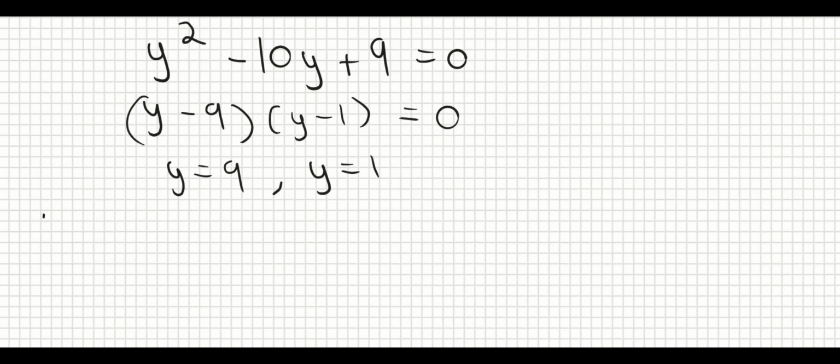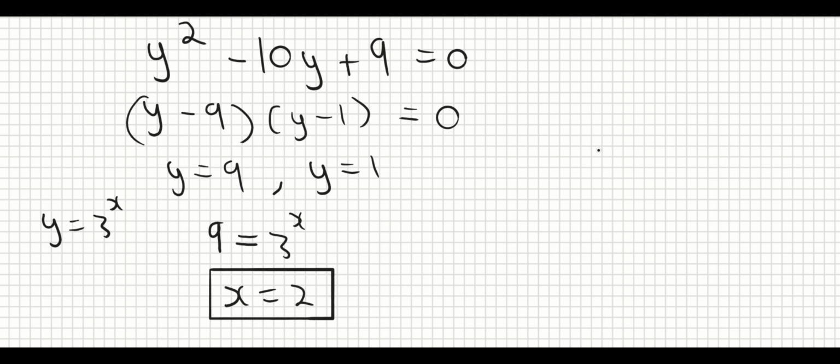Let's remind ourselves. We said y equals 3 to the power of x. But we know what y is now. So one of the values for y is 9. So we're going to write 9 equals 3 to the power of x. Now we can just do this by trial and error. 3 to the power of 1 is 3. 3 to the power of 2 is 9. That means one of the values for x is x equals 2.